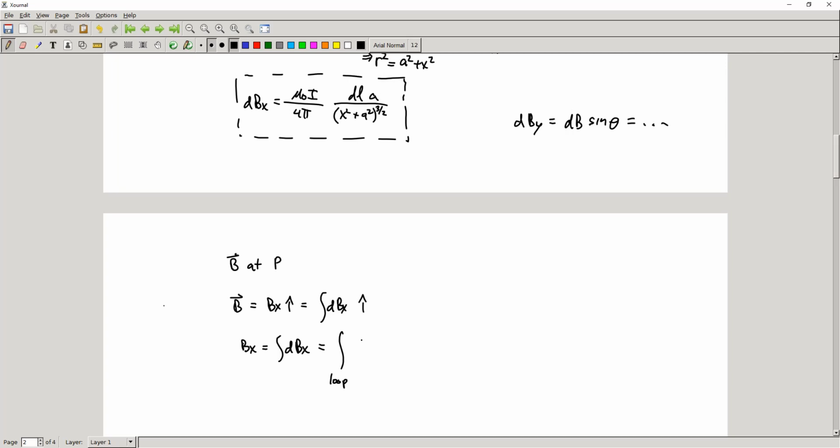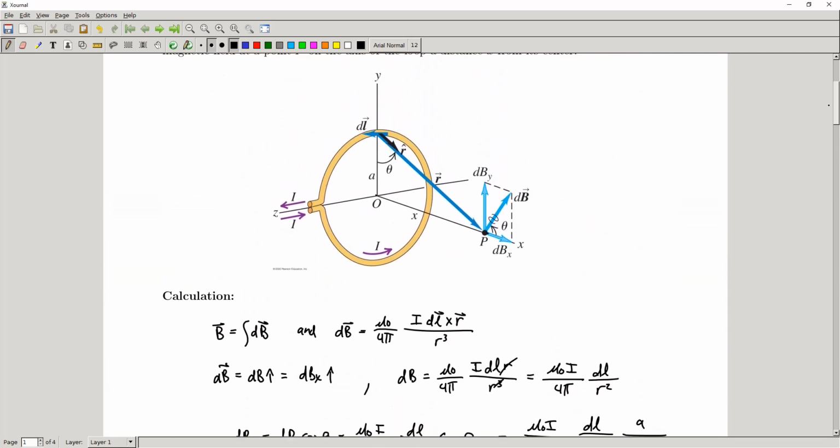So the expression that we have here is just mu naught I over 4 pi, and I'm not going to factor anything out yet because we need to talk about what we want to factor out. dl times a over (x squared plus a squared) to the 3 over 2. Okay? So now it's important that we actually get a handle on what dl is. dl is really what we want to be integrating over, but dl is this kind of messy thing. We don't really know how to integrate over that. What are we going to do?